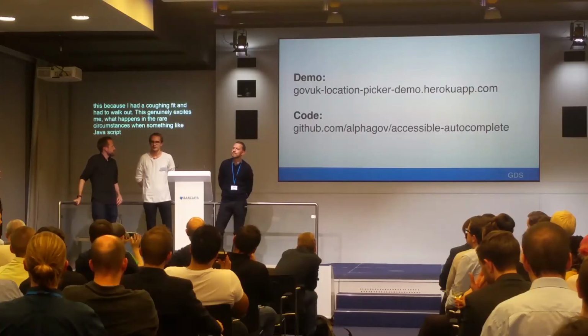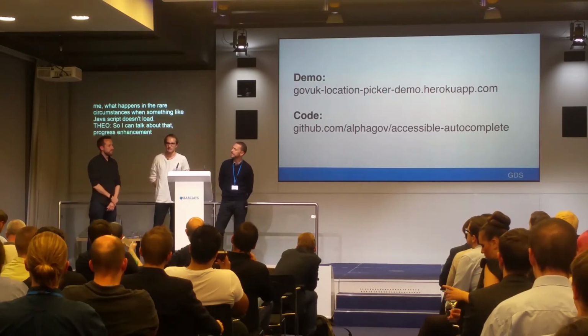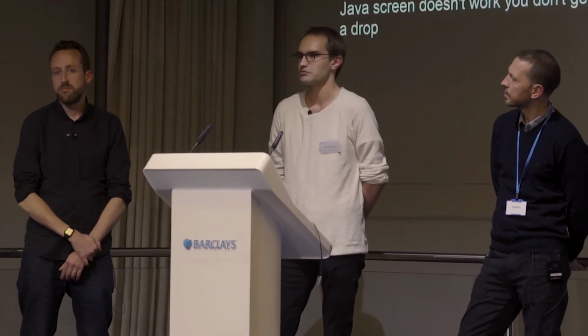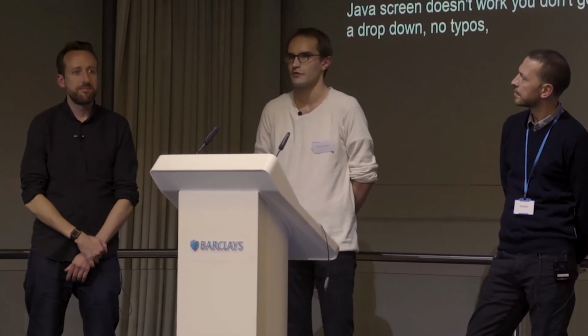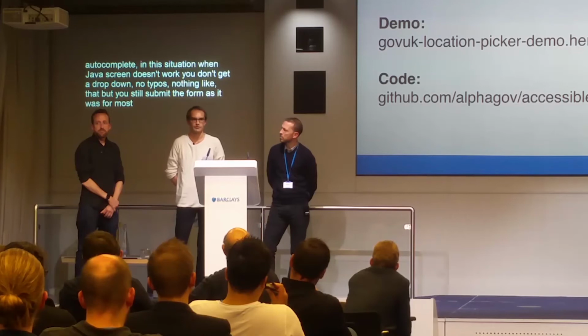Yep. So I can talk a bit about that. Progressive enhancement is a technique you can use to ensure that as much of your website works as possible in case of various things failing. That was a key design goal from the beginning of the autocomplete. So in this situation, when JavaScript doesn't work, you get a drop-down. You don't have any autocomplete functionality, no typos, nothing like that, but you can still submit the form. It's as it was for most services without an autocomplete before.